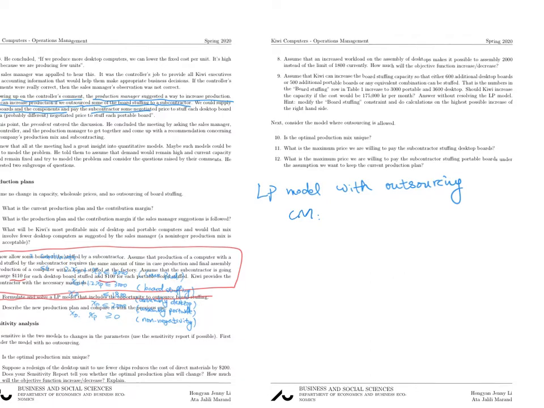If you produce in-house, we name the contribution margins RD, which is 575, and RP, which is 595. That's what we calculated before. If you outsource, the contribution margin of the outsourced products will be slightly lower: 565 and 585, because the staffing cost is $10 more expensive for each.